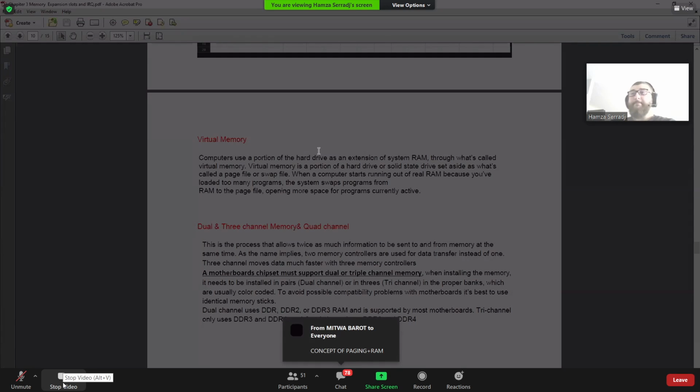Paging plus ROM. Paging plus RAM. Yeah, good, Mitwa. Okay, it's not ROM. Be careful, Harmander. It's not ROM. We're talking about the RAM, right?